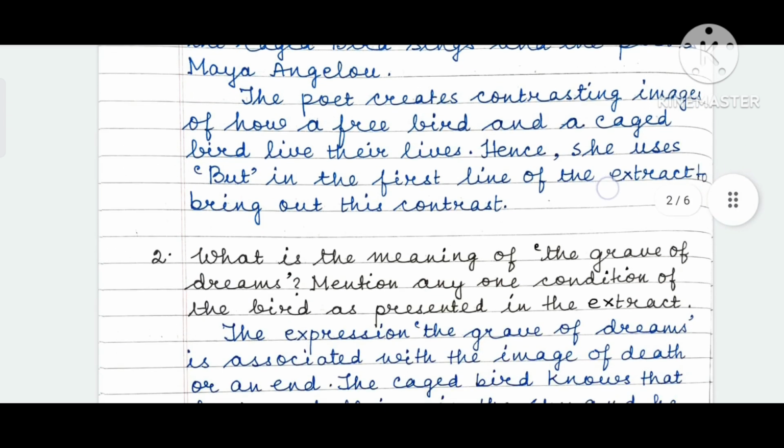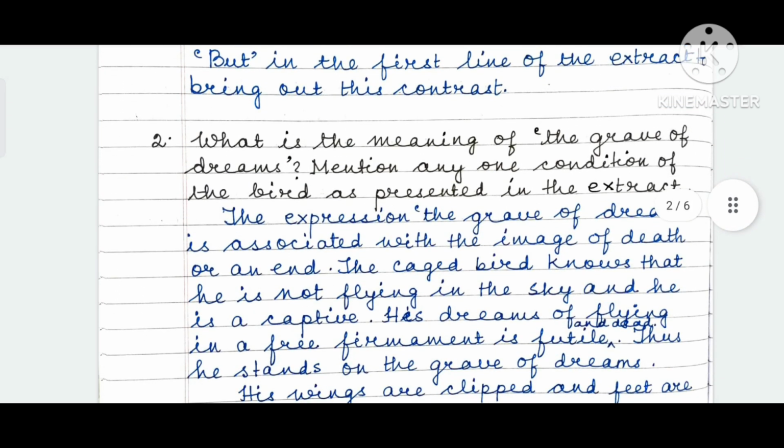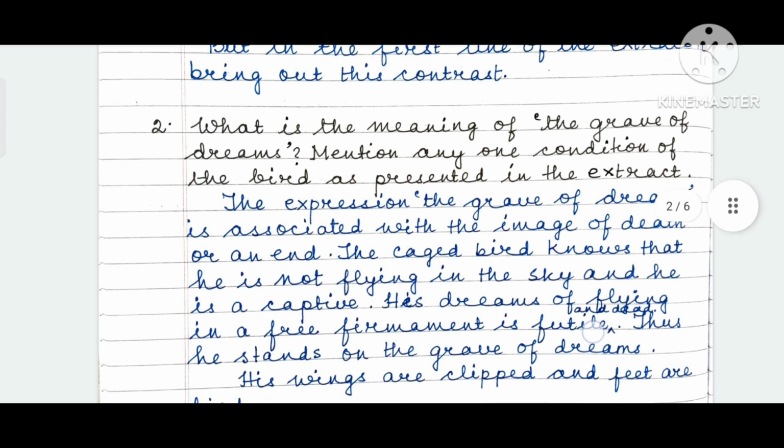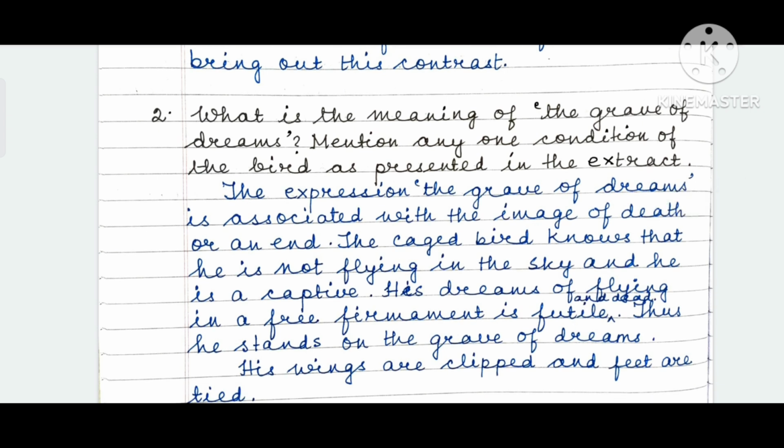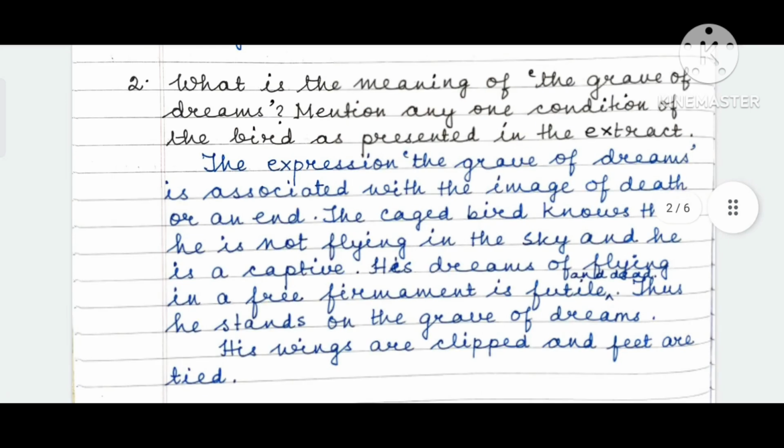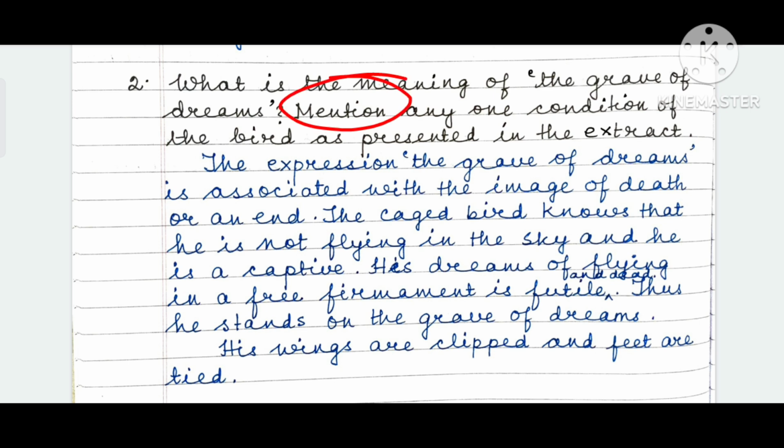Question number 2. What is the meaning of grave of dreams? Mention any one condition of the bird as presented in the extract. According to this new pattern, you will get word meanings. You will have to explain words or expressions, and there will be a question beginning with mention. Mention any 2 aspects, mention any 1 aspect, and here I have asked you to write about any one condition of the bird as presented in the extract.